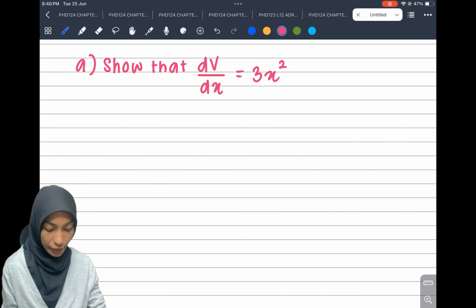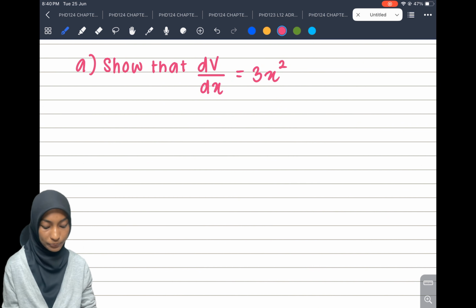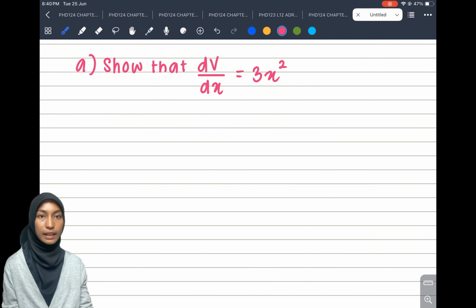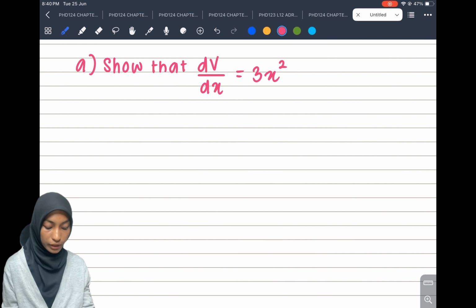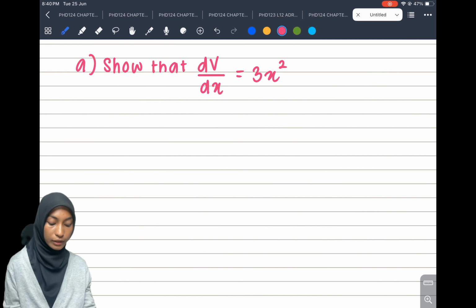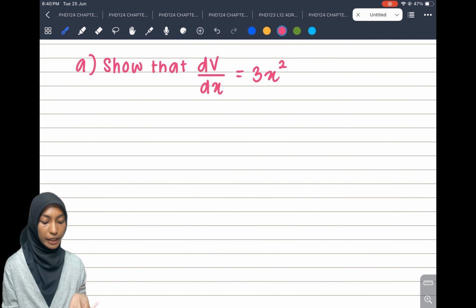Okay everyone, so I will solve question A. Question A says show that dV over dx is equal to 3x square. So if we look at this picture, it gives us a cube, and then there is 3x that represents the length, base and height of the cube. So V is the volume, and we know that the formula for volume is height times base times length, which is represented by x in this diagram.